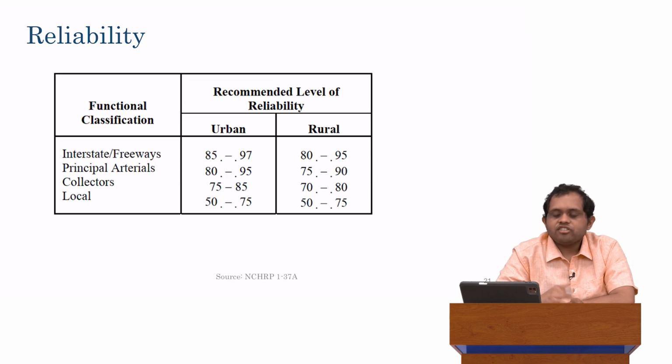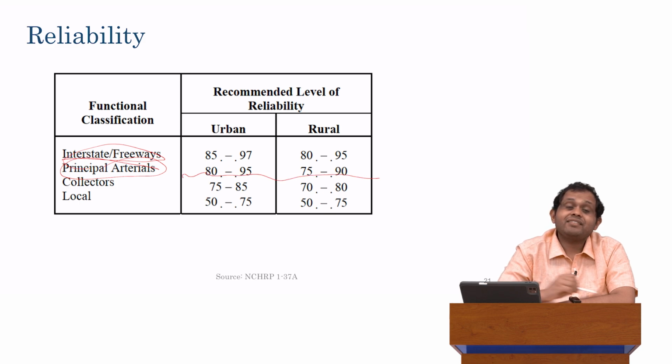So what NCHRP 137A, again, there's no Indian equivalent to this per se. We'll talk about the Indian practice a couple of lectures from now, but what NCHRP 137A or the MEPDG recommends for interstate or freeways, these are basically those expressways, or for highways, which you can call principal arterials, they recommend about 80 to 97 or 75 to 97% reliability. It varies a little bit between urban and rural. That's because of the nature of traffic.